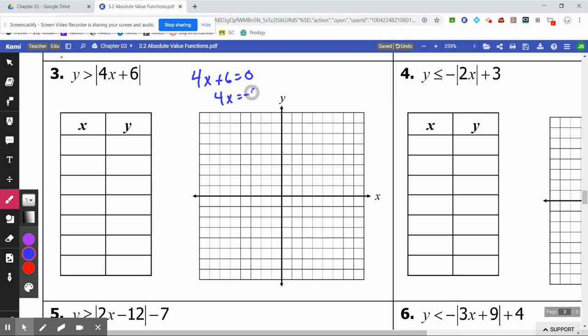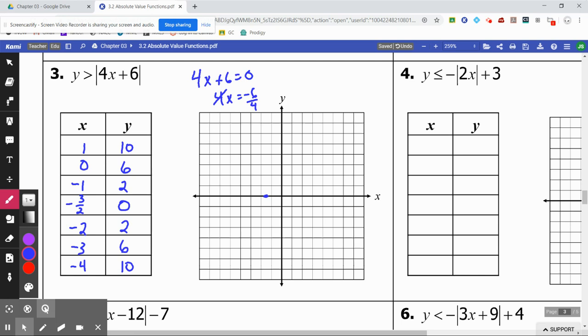Subtract 6 gives you 4x is -6, divide by 4, and that's going to be actually -3 halves. When you plug in -3 halves, let's see, that's going to be -6 plus 6, you're going to get 0. So my vertex is going to be located at -1.5, which is -3 halves, 0. So there's my vertex. So, well, this one won't be quite so bad. You can pick values on each side of that, but that is going to be where your line of symmetry is located. So I'm going to pick maybe -1, 0, and 1 on one side, and I'll pick -2, -3, and -4 on the other side. Plug those values in to find your y values, and there's what you'll get.